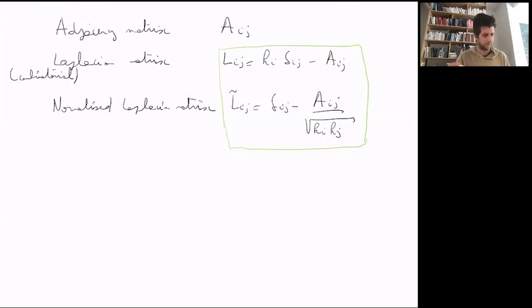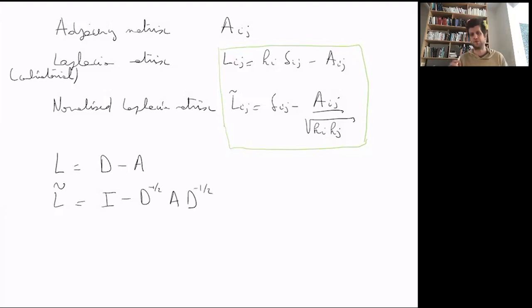Very good. So in matrix form, we have that the Laplacian is equal to the matrix D minus A, where D is a diagonal matrix, so you put the degrees on the diagonal, and L tilde can be written as the identity minus D^(-1/2) A D^(-1/2), where again D is the matrix with the degrees on the diagonal. Now, if the adjacency matrix is symmetric, L and L tilde are also symmetric matrices.